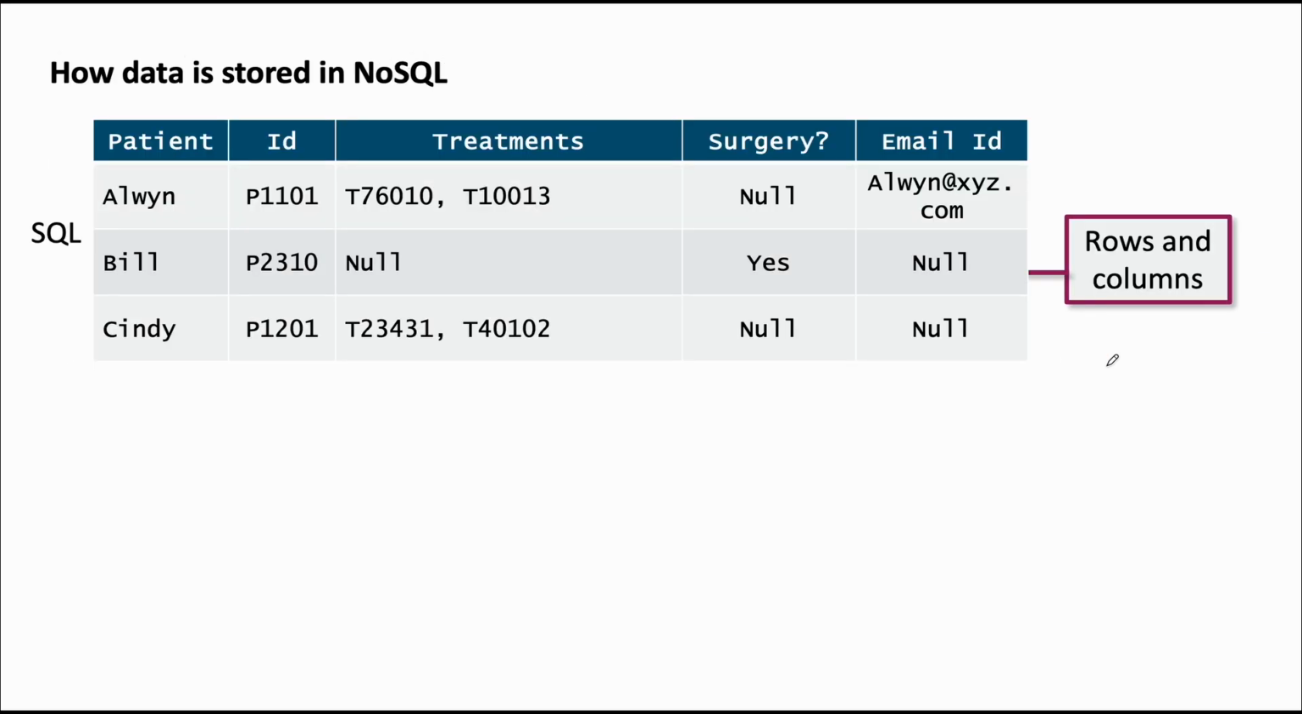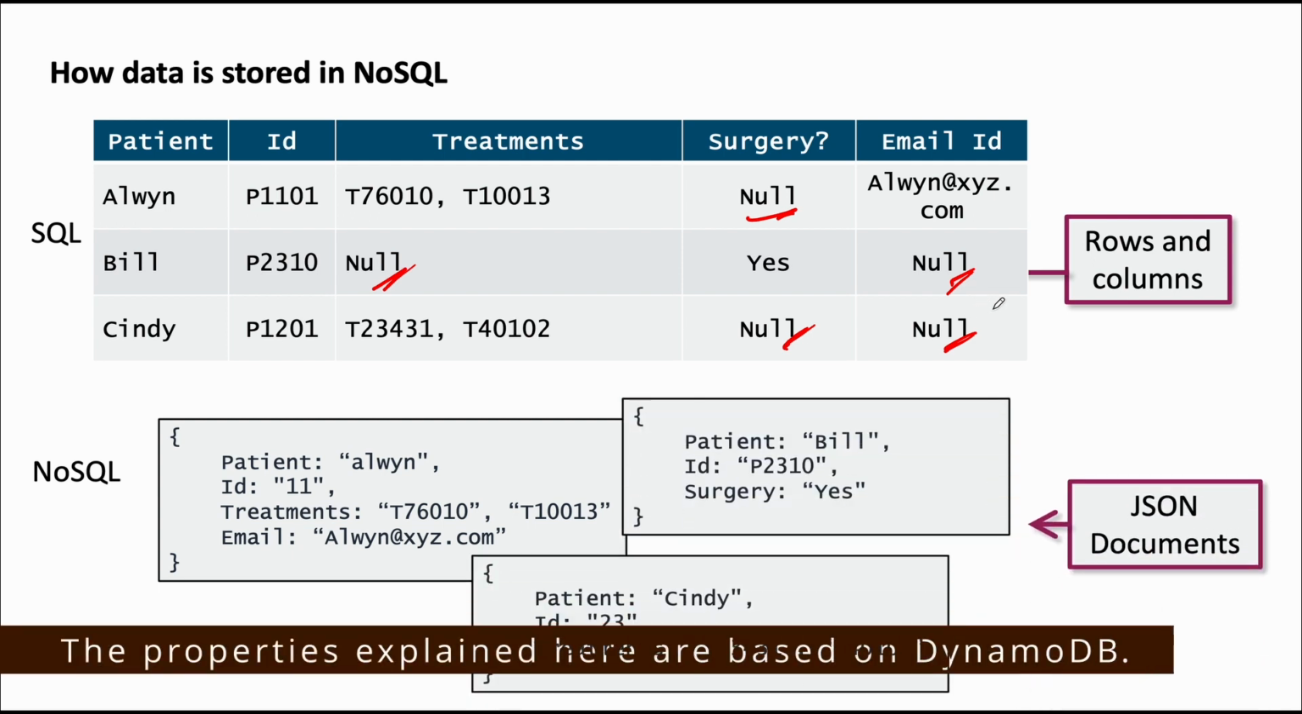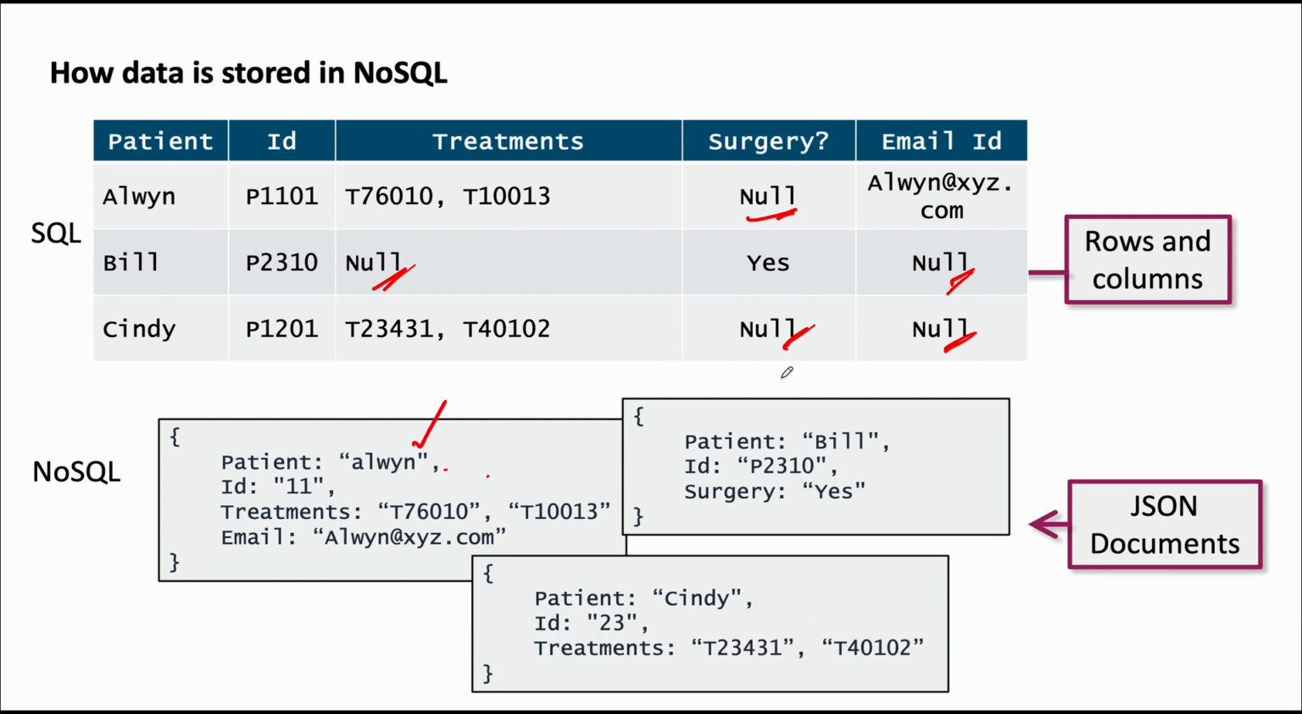And how the data is stored in NoSQL: if the patient data is stored in a SQL table, it will look something like this. There will be some null values, you can see that here, but it is possible to force fit the data into a normal RDBMS table. But this is not how the data is stored in NoSQL databases. It is stored as JSON documents. So you can see all the data about Alvin is in this storage area put together. All the data about Bill is here, and all the data about Cindy is here. So basically all the data about a patient is stored together as JSON documents.